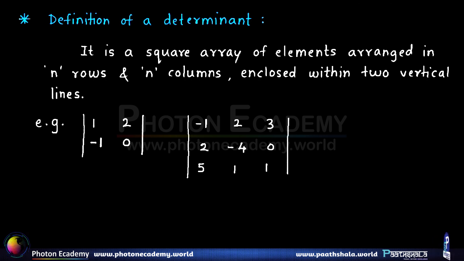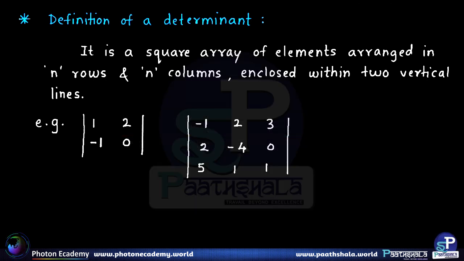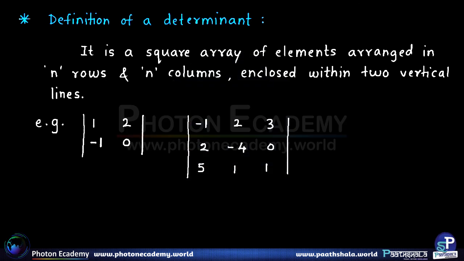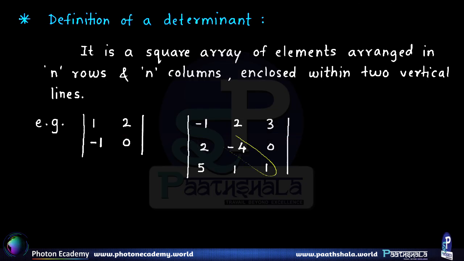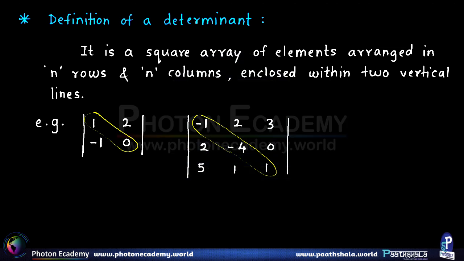The first one on the left is a 2 by 2 determinant because it has 2 rows and 2 columns, whereas the other one is a 3 by 3 determinant. Now by the elements of a determinant we mean they can be either pure numbers or even variables and so on. The elements which come in the slant line as shown here, that is from top left to bottom right, constitute what is called the diagonal of the determinant. So each determinant will have one diagonal and these are called the diagonal elements.